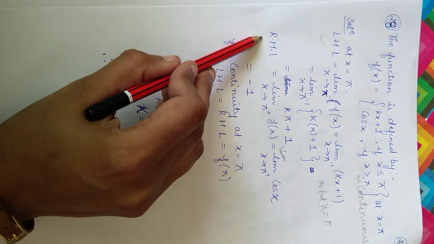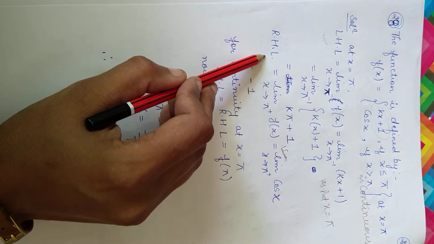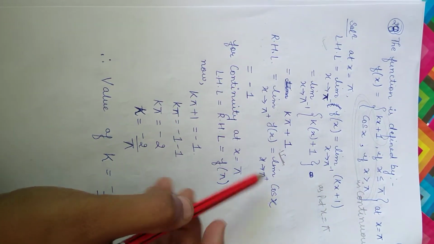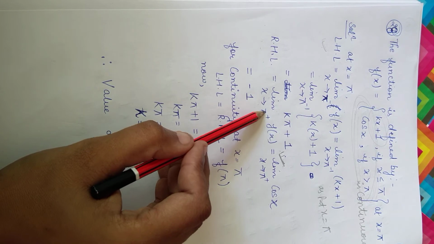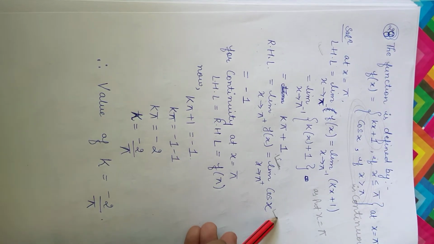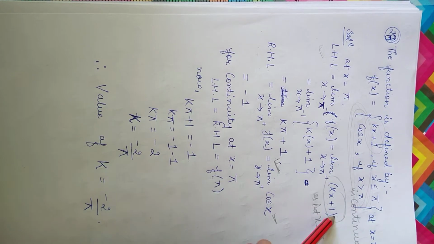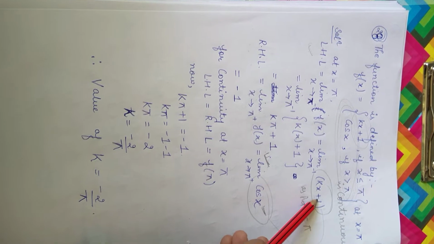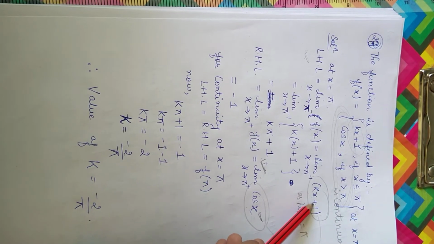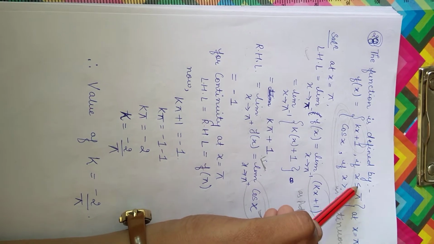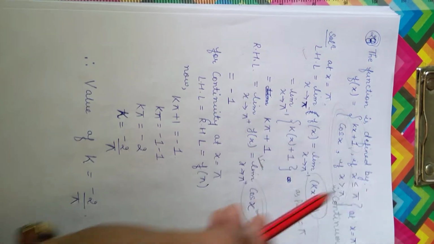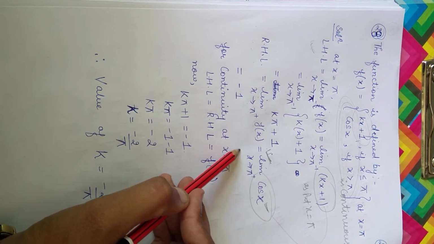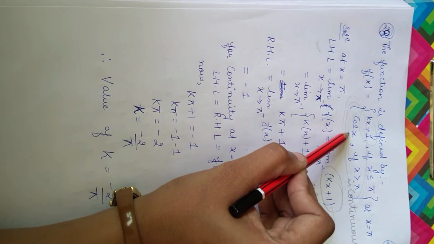Now when I move to RHL, my RHL will use this other function because I am approaching from the right hand side. So limit of x tends to pi positive of f(x) will now be cos x. Are you understanding why I have used this here and this here? This I have used because I am approaching from the negative side. Negative side means x will be less than pi, so as per the condition x less than pi, I will use this function. And here I am approaching from the positive side. Positive side means x will be greater than pi, so in this case the function is defined as this.